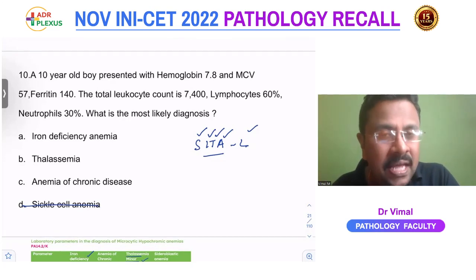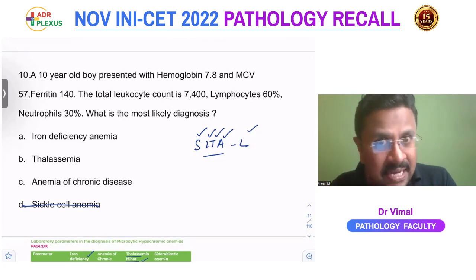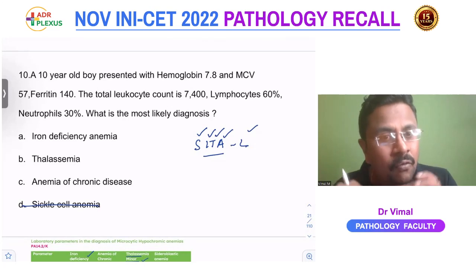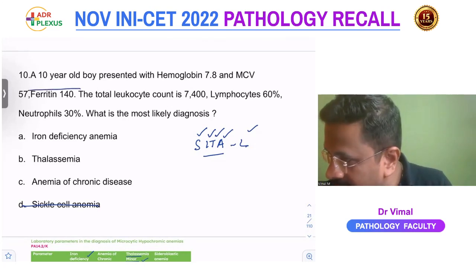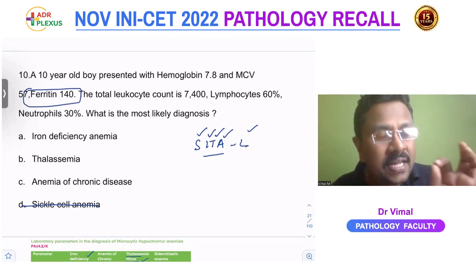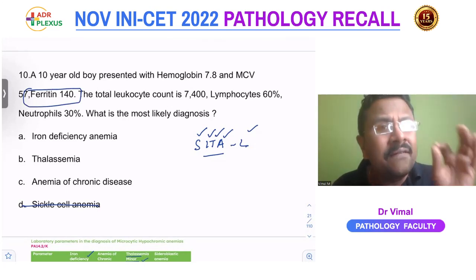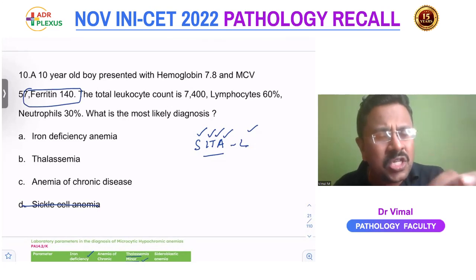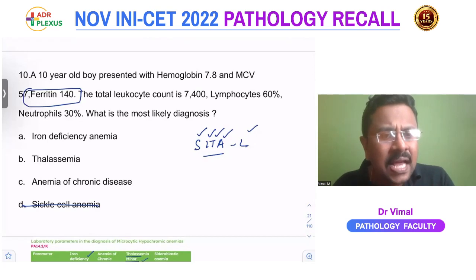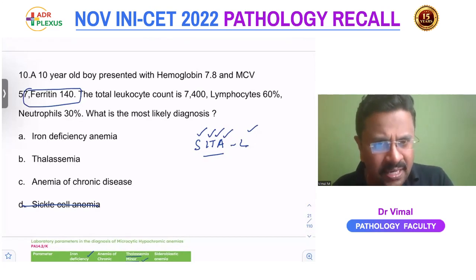One important clue they have given you is the ferritin is 140, and they have given you the normal values of ferritin for a pediatric age group. So for a 10-year-old boy, this ferritin of 140 is normal. The ferritin of 140 is normal. So this is a very important clue in the question which will help us to differentiate between all these three conditions, that is iron deficiency anemia, thalassemia, and anemia of chronic disease.